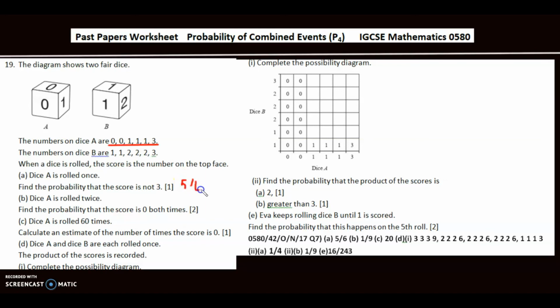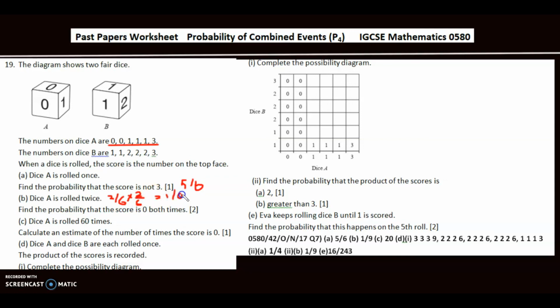Part B. Dice A is rolled twice. Find the probability that the score is 0 both times. So probability of getting 0 once is 2 upon 6, and then again probability of getting 0 is 2 upon 6, which gives us 2 upon 9. Sorry, 1 upon 9 as the final answer. 1 upon 9.